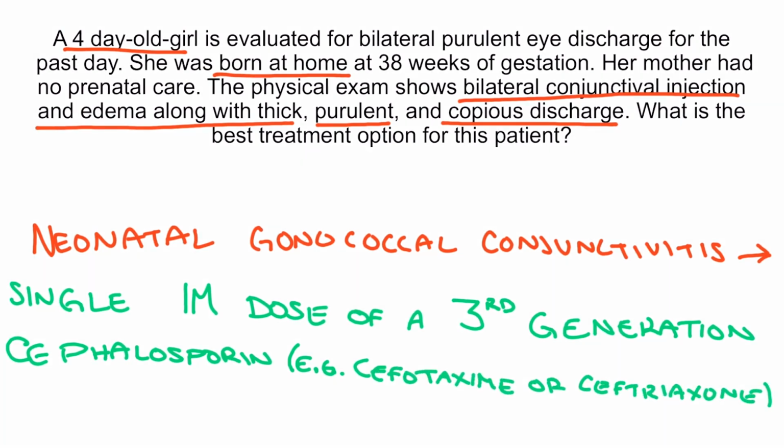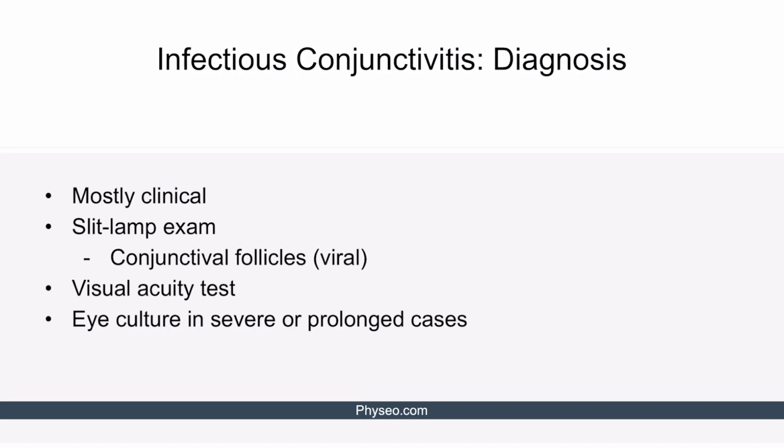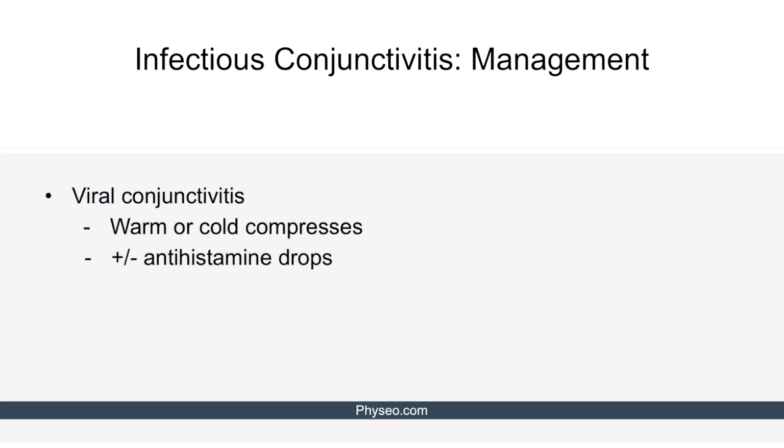The diagnosis of conjunctivitis is mostly clinical. The slit lamp exam may show conjunctival follicles in viral conjunctivitis. Visual acuity test can identify whether conjunctivitis has affected the patient's vision. Finally, an eye culture can be performed in severe or prolonged cases, especially if bacterial conjunctivitis is suspected. Let's move on to management.